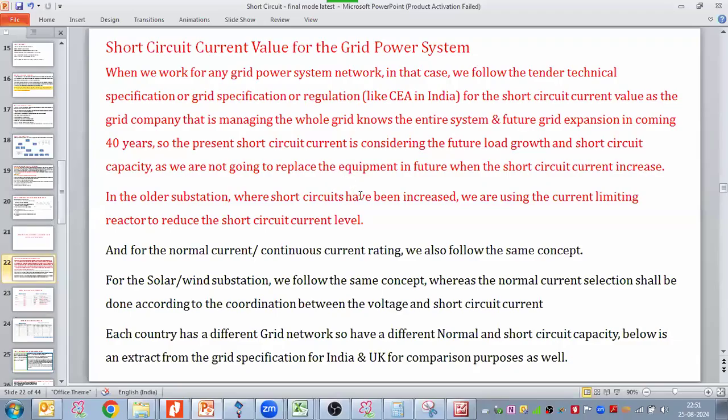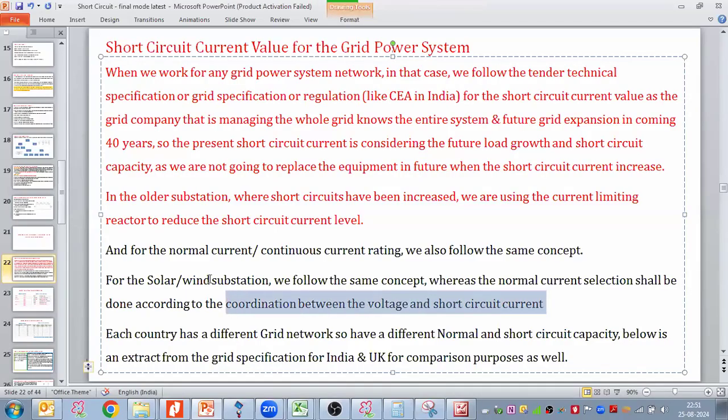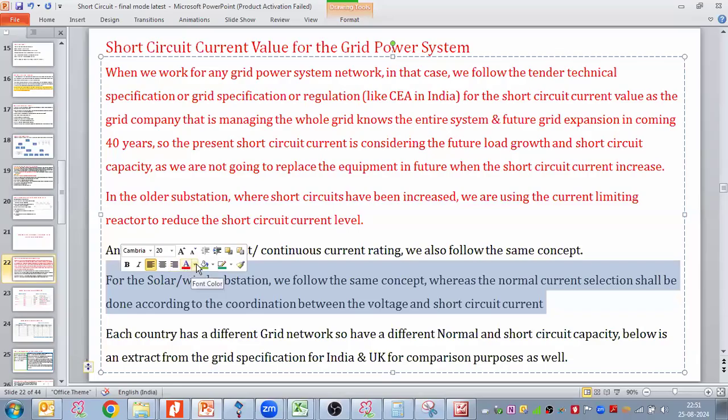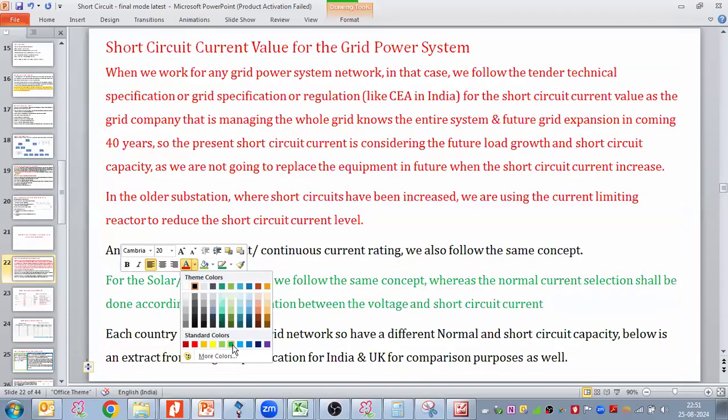This is also okay. But if you want to optimize and reduce the normal current rating, then you can do a coordination between the voltage and short circuit current. The normal current selection shall be done according to the coordination between the voltage and the short circuit current. If you all remember, we have discussed this during the breaker, the coordination, the IEC publication 56.